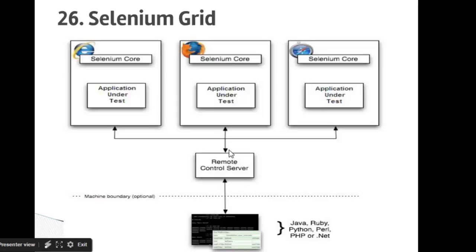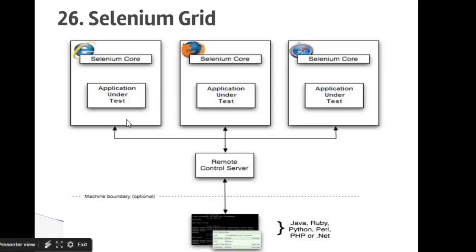So the hub knows which capabilities are available on which node, and whenever it gets a request from the client code, based upon the desired capabilities the hub decides which node should be selected, and then the tests are executed on that particular node.